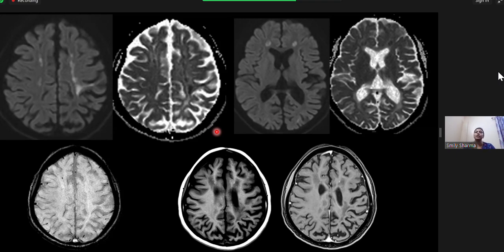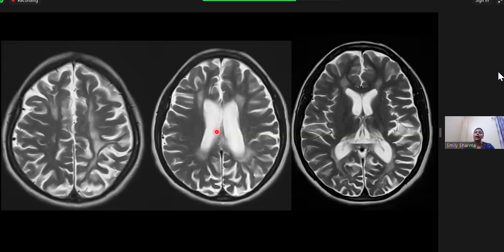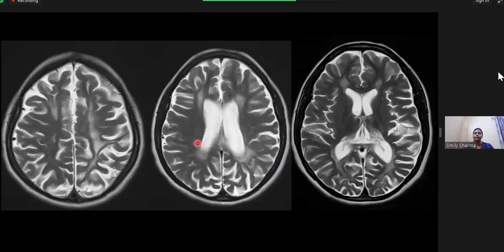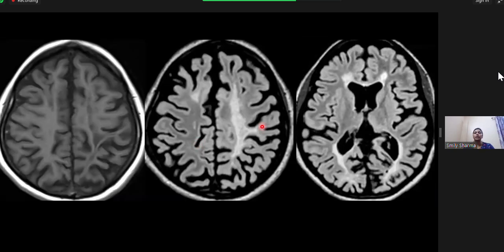So what is the age of the patient? Aicardi-Goutières is common in which age? The age of the patient is a 23-year-old female. So we see a periventricular involvement with diffusion restriction.